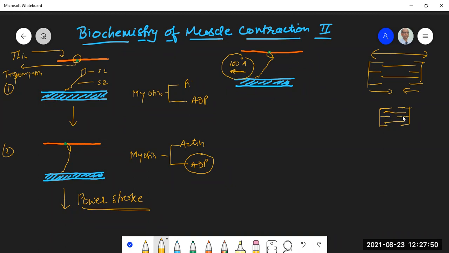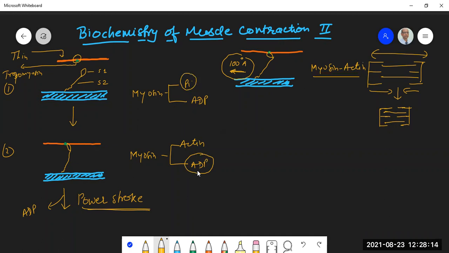Right? This is what is called contraction of the muscle. So what will be the situation here? ADP will be released, given away. So it will be myosin attached to actin. Okay, only two things. In the first step, Pi got released. In the second step, ADP got released.